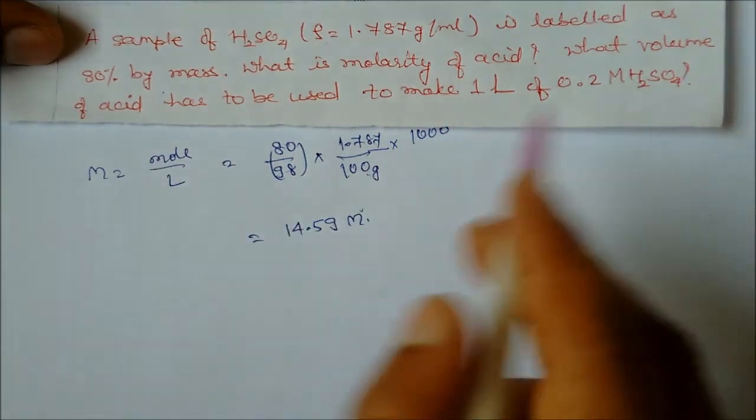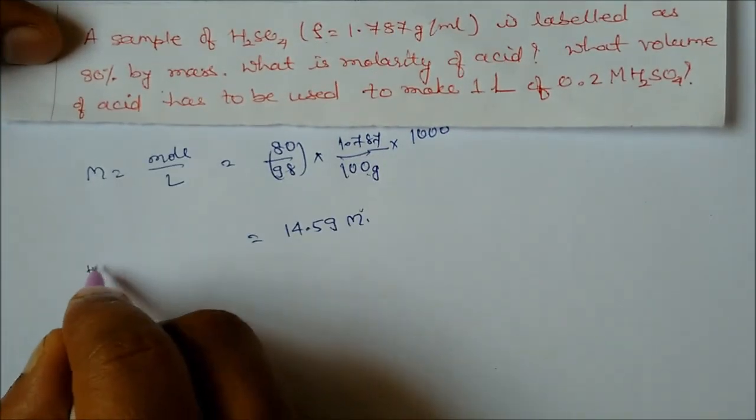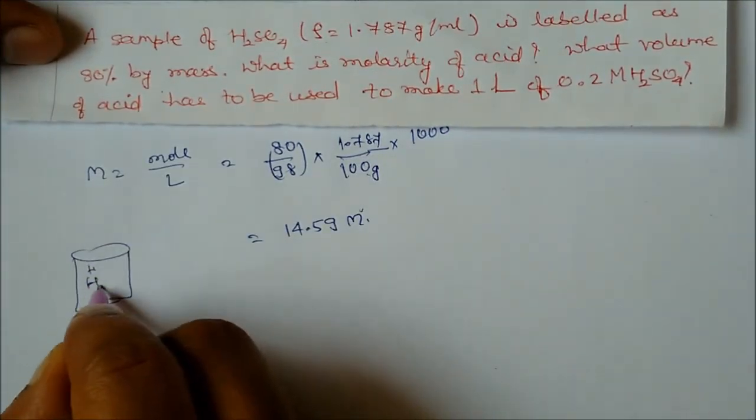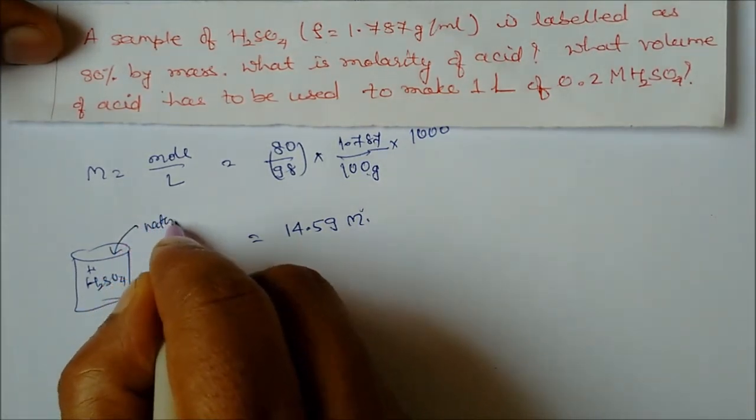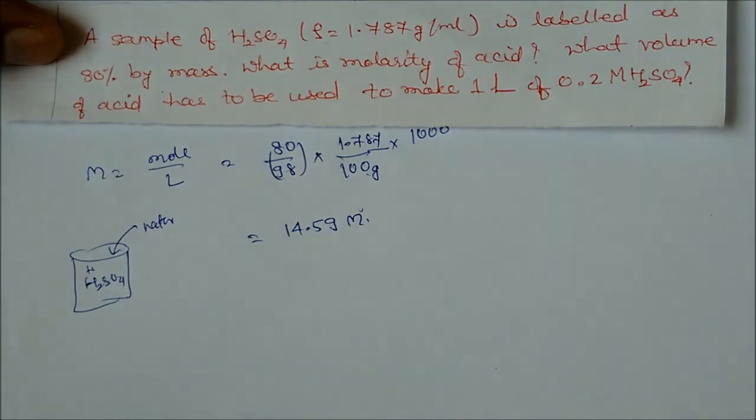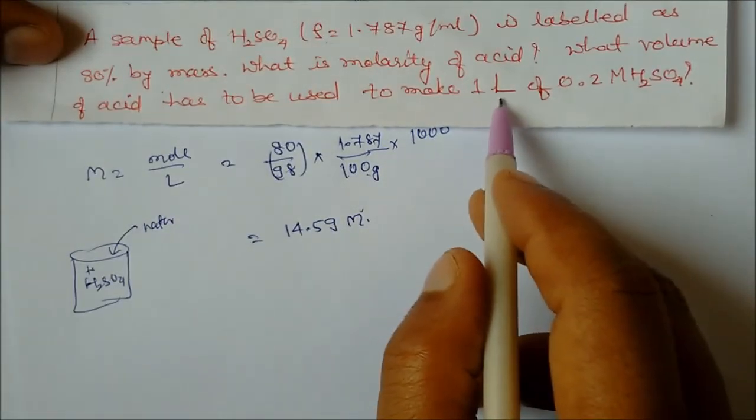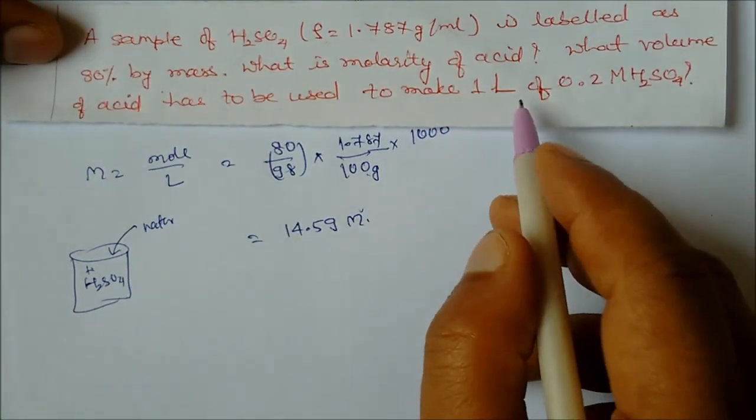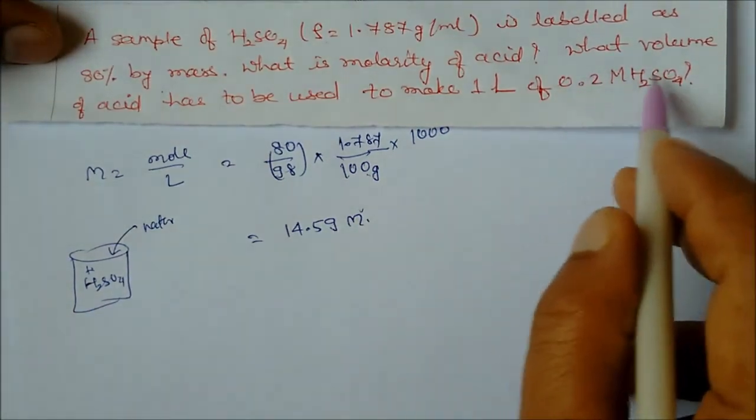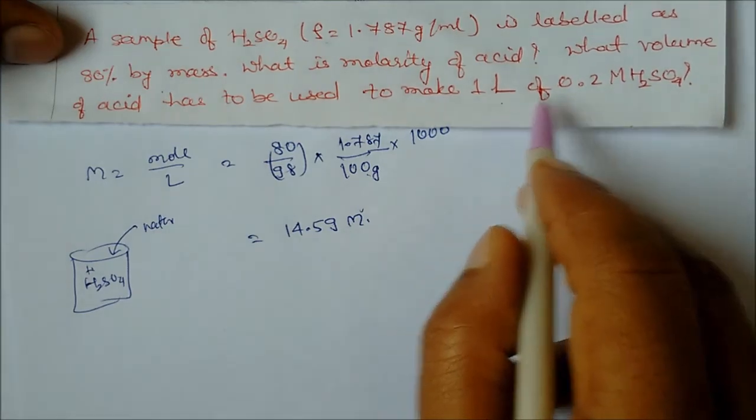Now, what volume of acid is used to make 1 liter of 0.2 molarity H2SO4? Means if you add water to this H2SO4 solution, the volume will change. The volume should become 1 liter. So however much water you add to this solution, the volume becomes 1 liter and the concentration again 0.2 molar.